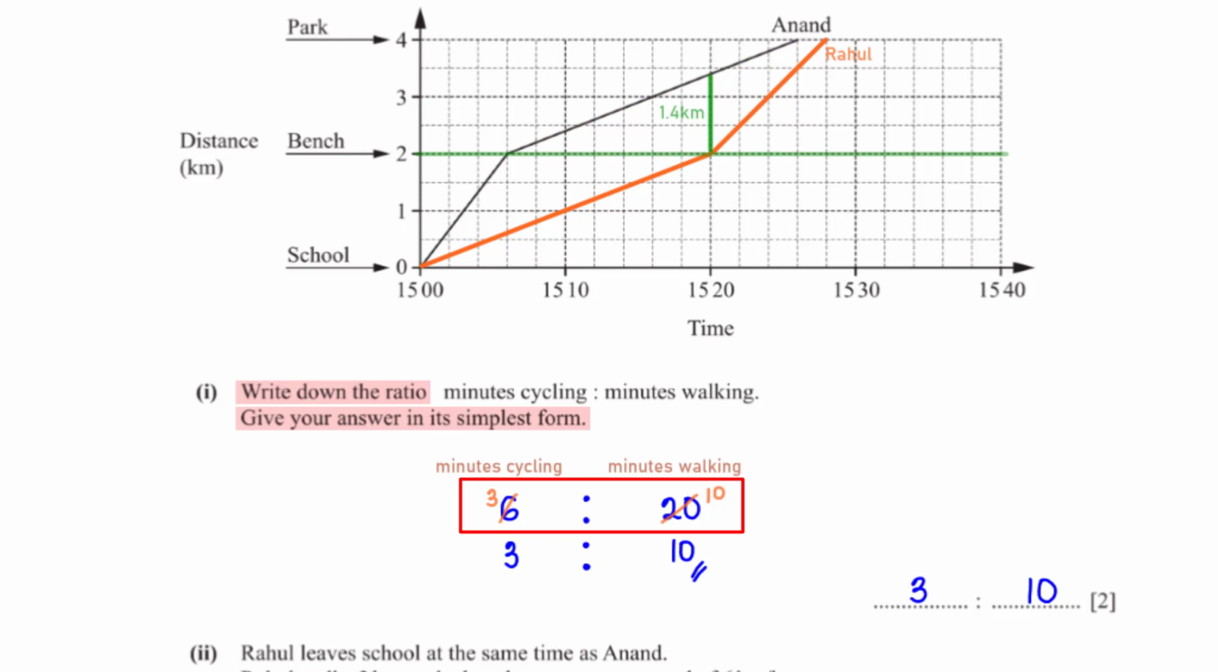So now we have 6 is to 20. 2 goes into 6 3 times and goes into 20 10 times. So we have 3 is to 10.